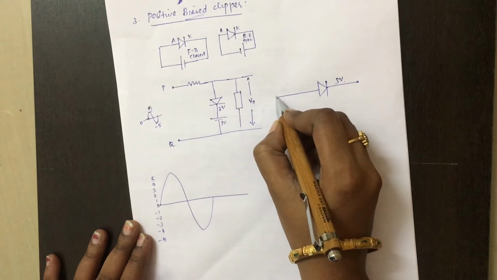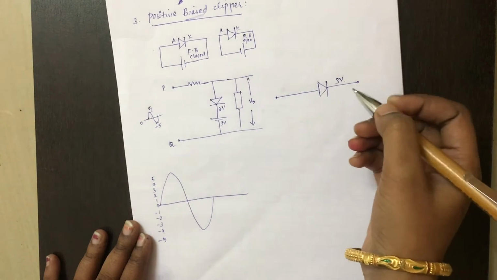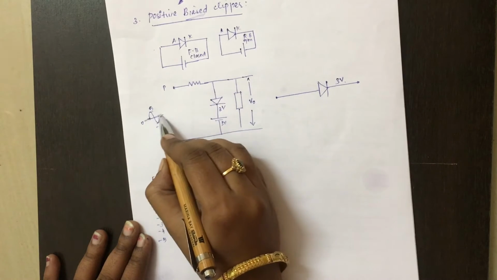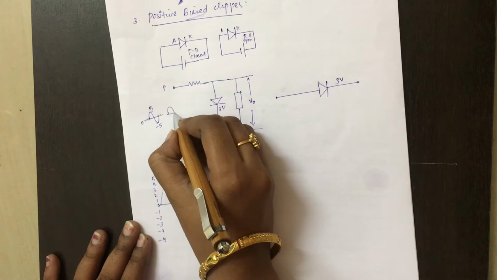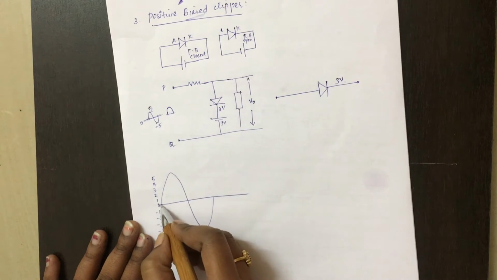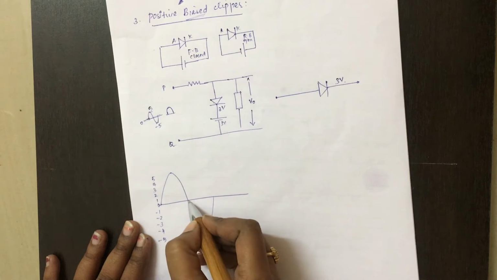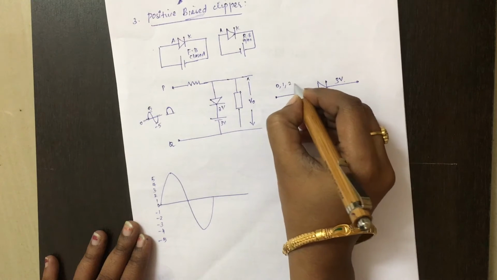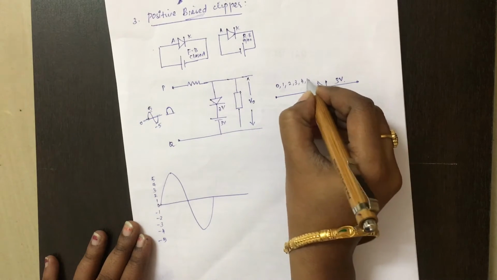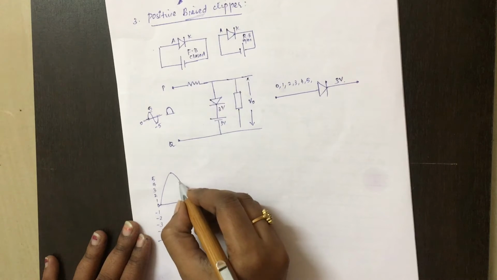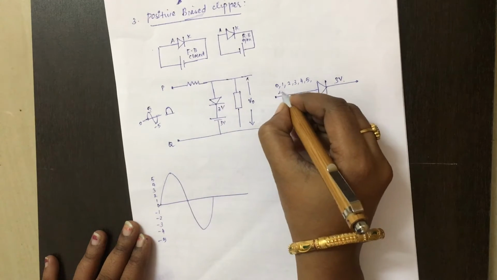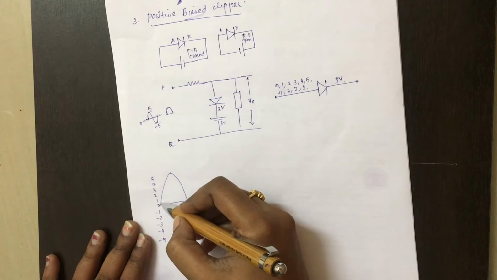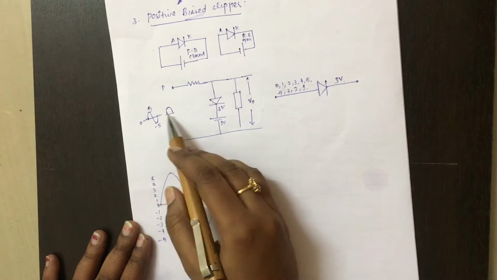The anode value alone will keep on changing, because that is what we are applying. First we will apply the positive waveform. The positive waveform is 0 to 5 and again 5 to 0. So first we apply 0, then 1, then 2, then 3, then 4, then 5, and again 4, 3, 2, 1, 0. These are the input values you will be applying.